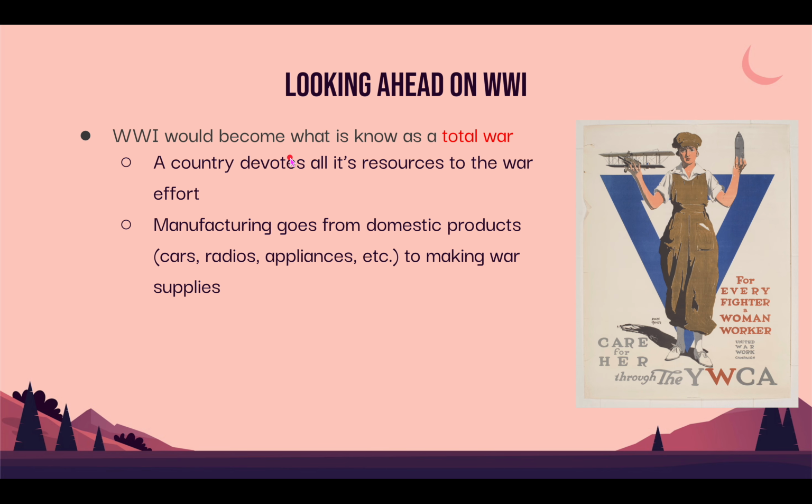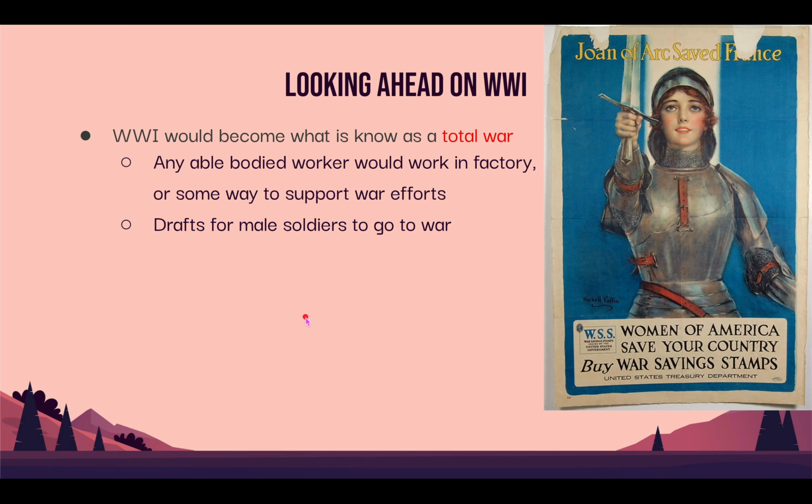World War I would become known as a total war. A total war is when a country devotes all of its resources to the war effort, such as manufacturing goods from domestic products, such as cars, radios, and appliances, to making war supplies. World War I also had any able-bodied worker work in the factory or show some way to support the war efforts. For example, women were encouraged to buy war bonds or war stamps, and there would be drafts for male soldiers to go to war.